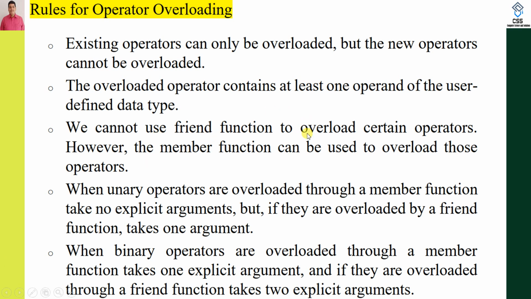We cannot use friend functions to overload. Friend function cannot be overloaded. When unary operators are overloaded through a member function, they take no explicit argument. When a unary operator like plus plus or minus minus is overloaded, you do not have to take any argument within the function call. When binary operators are overloaded through a member function, you can take an argument.